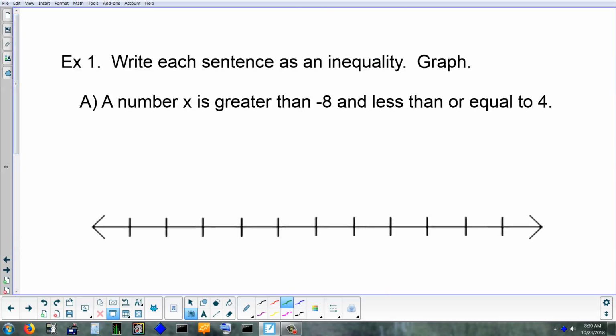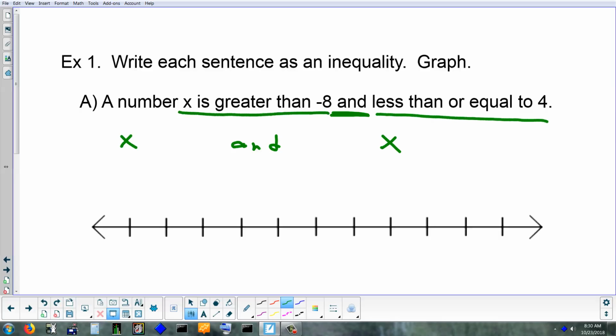And. So we're going to have and, and our variable is going to be x. So we might as well set up a spot for both inequalities. Now we just have to write each one. X is greater than -8, less than or equal to 4. Those are going to be my two inequalities. How would I do the first one?